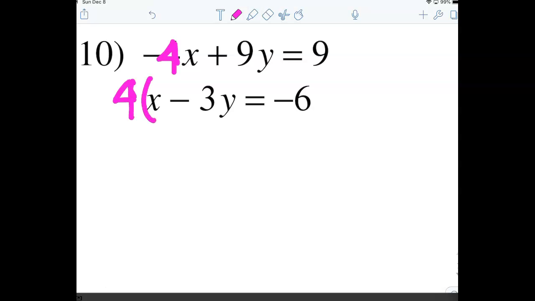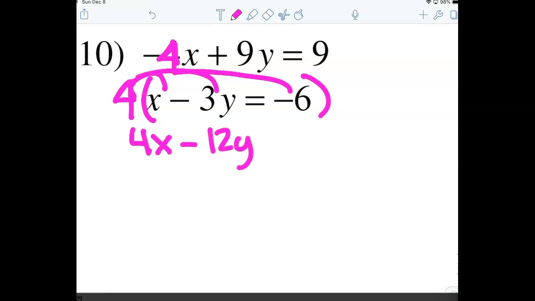Okay, so I need to multiply by 4 to make those the same. I need to do that to everything. When I do that, I get 4x minus 12y equals negative 24.